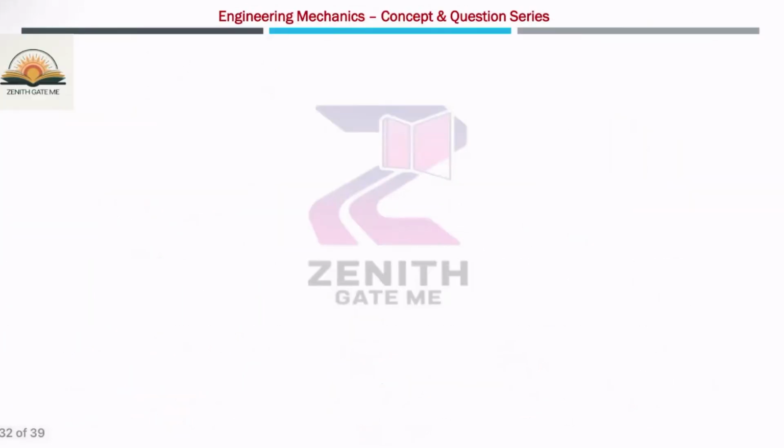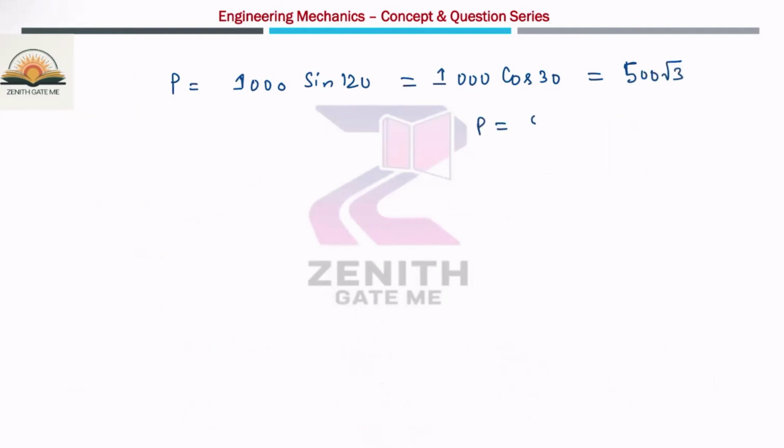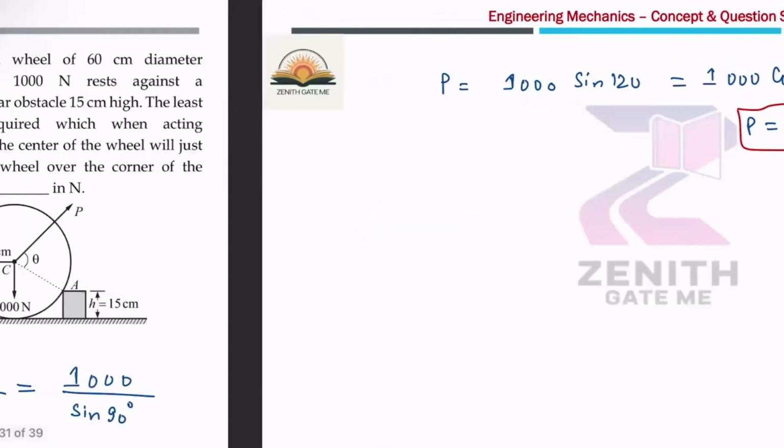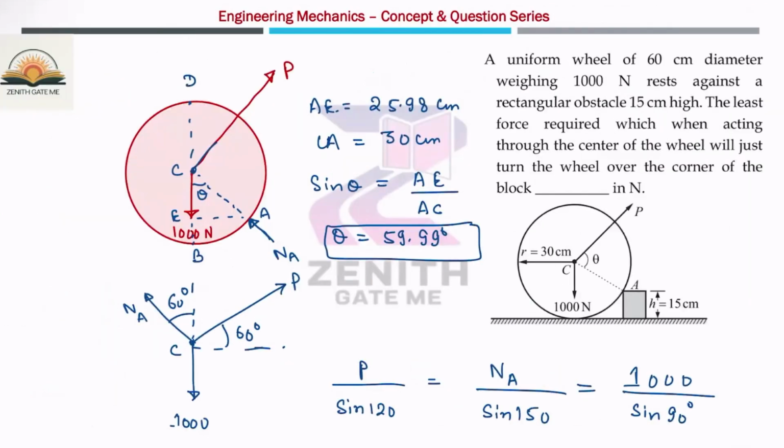Okay, so the P value is nothing but 1000 into sine of 120, which is sine of 90 plus 30, which is cos 30. So 1000 cos 30. Cos 30 is root 3 by 2. That means 500 root 3, which is approximately 866 Newton. So you have to apply 866 Newton so that this wheel will turn and roll over this particular block.